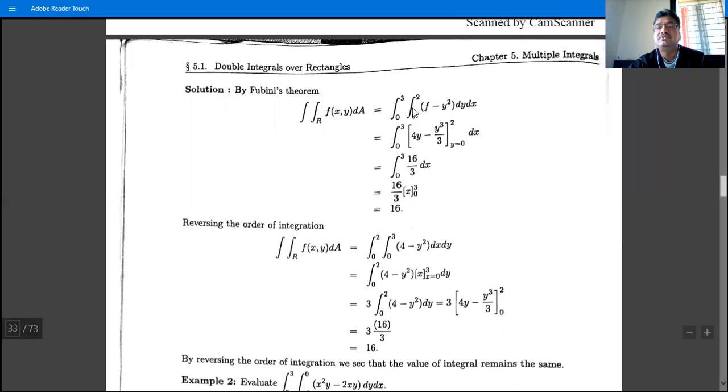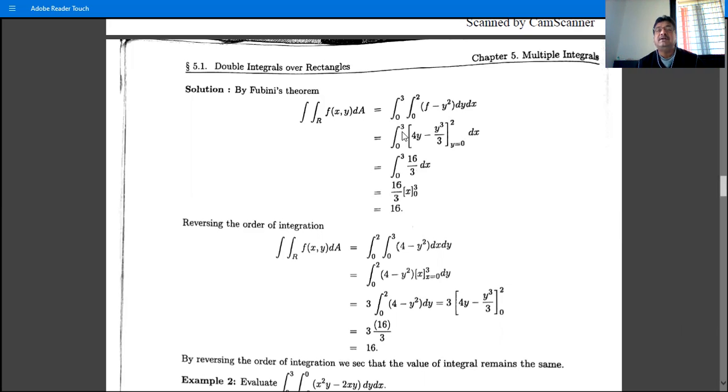If you write 0 to 2 in the second place, then write dy first, and 0 to 3 as dx. Here y runs from 0 to 2 and x runs from 0 to 3, then dy dx. That is, we have to integrate with respect to y first. Both the limits are constant, so integrating with respect to y first or x first, we have the same answer because of Fubini's theorem. Fubini's theorem states that if the limits are constant, then whether we integrate with respect to x or y first, both answers are the same.